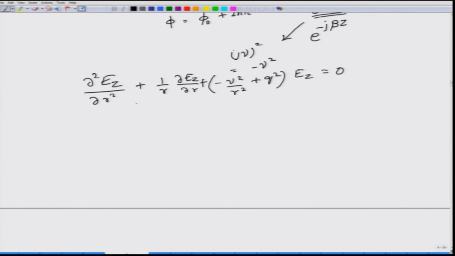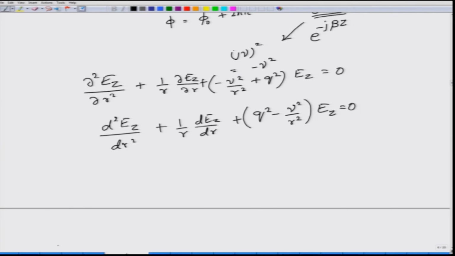And since this is only a function of r, because for a constant value of nu the entire term q square minus nu square by r square is just a function of r, I can remove the partial derivative and go to the total derivative. So I get d square Ez by dr square plus 1 by r dEz by dr plus q square minus nu square by r square into Ez is equal to 0. It turns out that the solution of this equation is known as the Bessel differential equation.